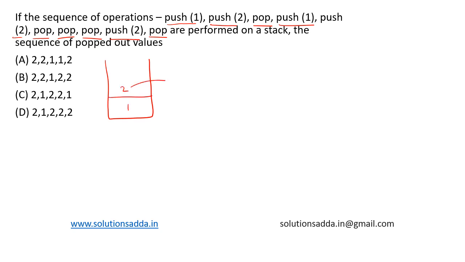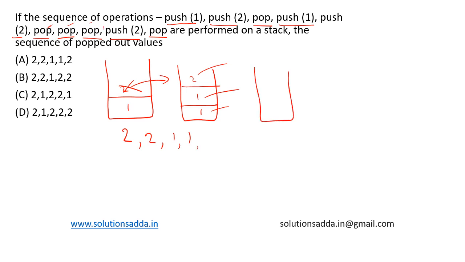Then we pop out 2. So 2 is popped. Now we push 1 again into the stack, so the stack will be 1, 1. And now we push again 2 onto the stack. Now we perform 3 pop operations: 1, 2, 3. So we pop 2, 1, 1. Now the stack is empty.